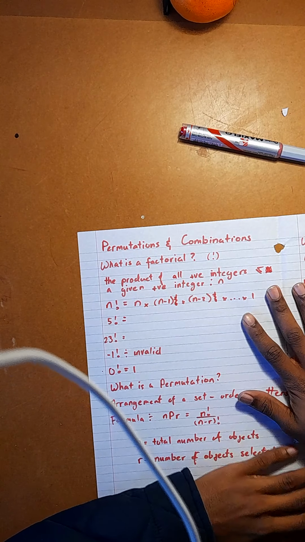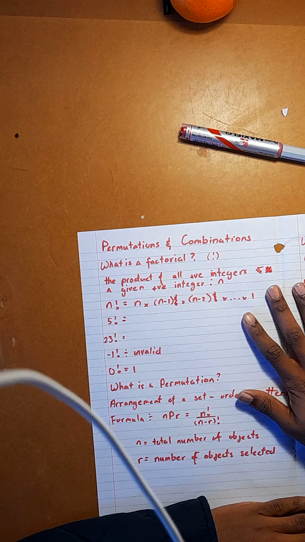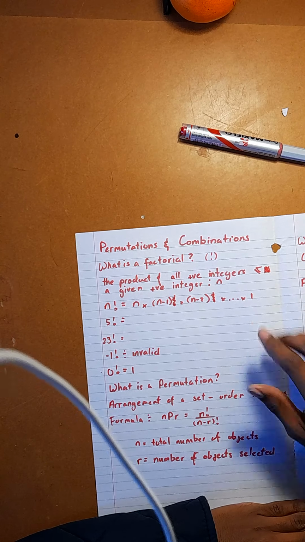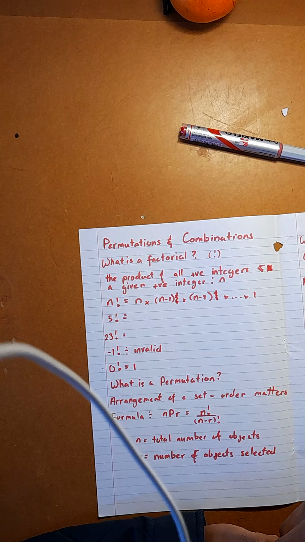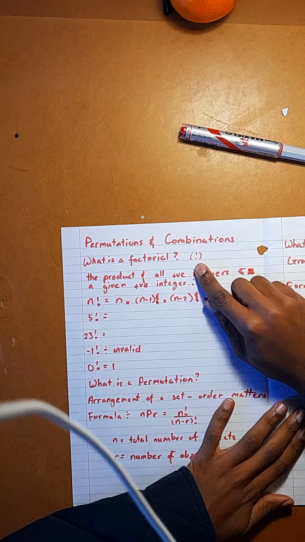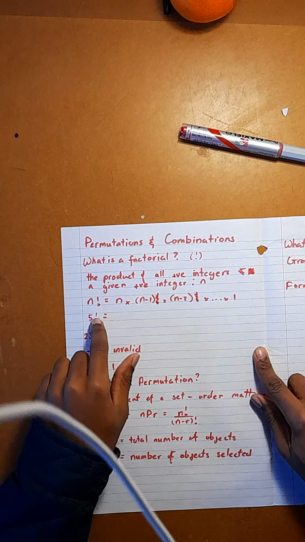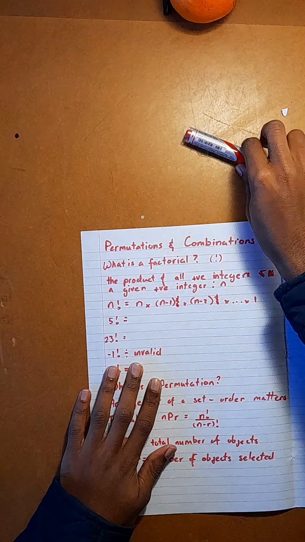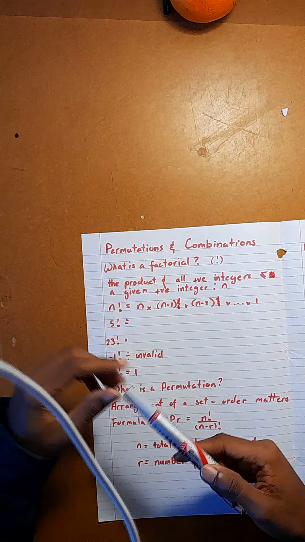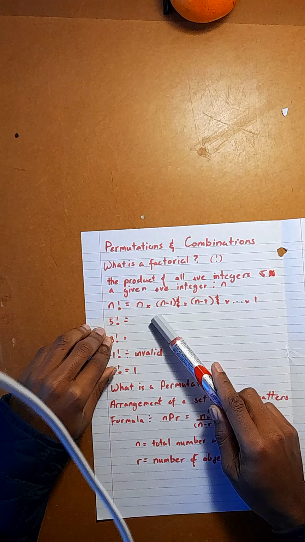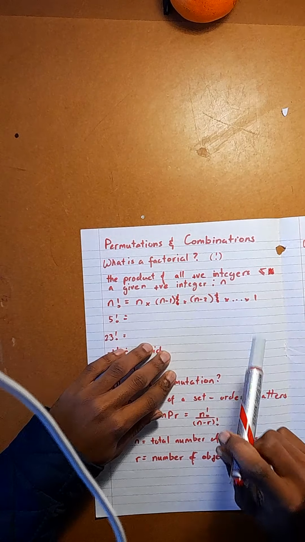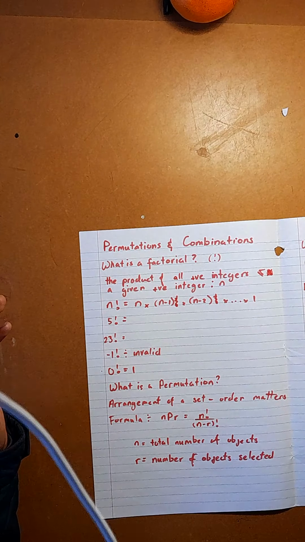Now first let's see what is a factorial. The factorial is the product of all positive integers less than or equal to a given positive integer, our n. N as in the total number of objects. This is given as the exclamation mark next to our n. So basically what this means is n factorial, as an example, is going to be n times a number less than n by 1 times the next number less than n times all the way to 1.